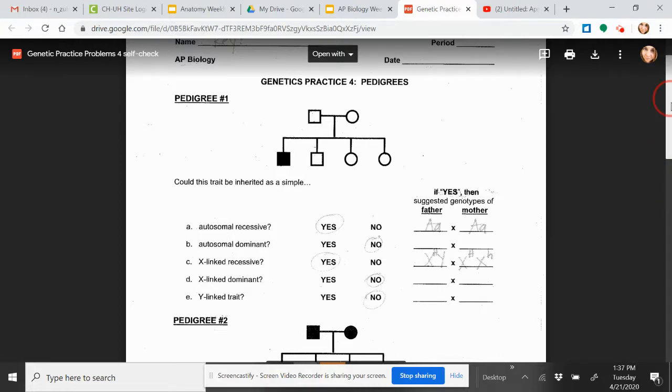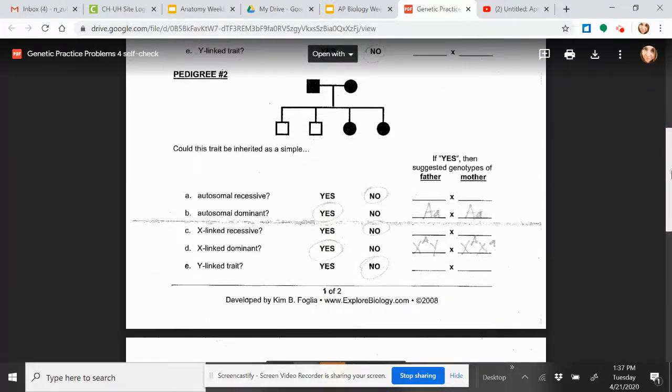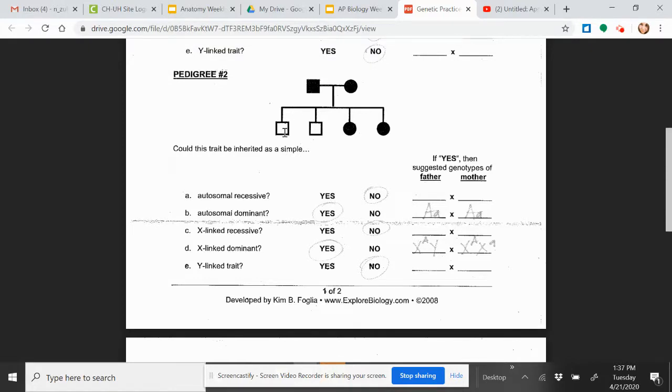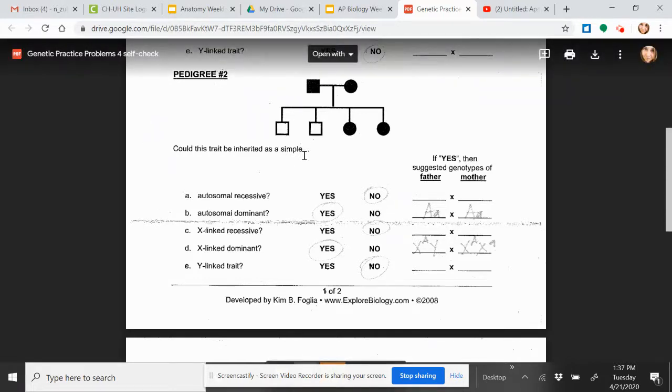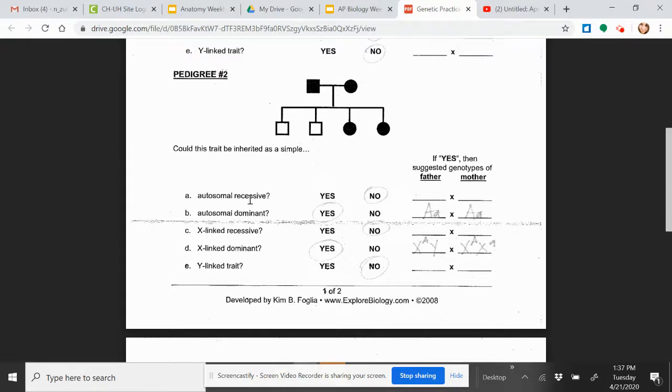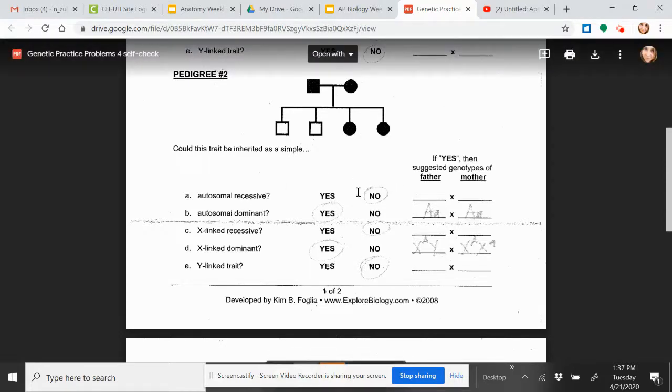All right, our second pedigree, we have the father and the mother both colored in. We have 2 females colored in and 2 males that are not. So we want to know, could this be recessive? And we know that it cannot be recessive because it doesn't skip generations. This is showing up in every generation.